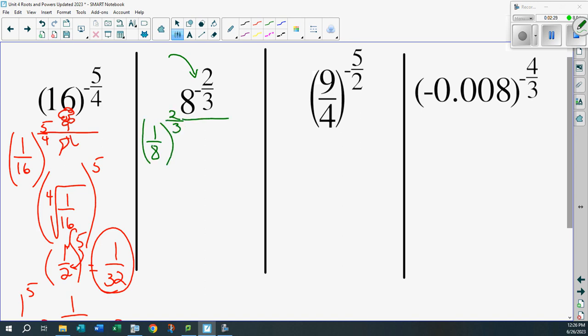Remember your flower power. There's the flower. Boy, that's a terrible looking flower. That's a flower? Oh my goodness. Okay, all right. Everybody's a critic. Okay, so the root is the cube root of 1 over 8 all squared.